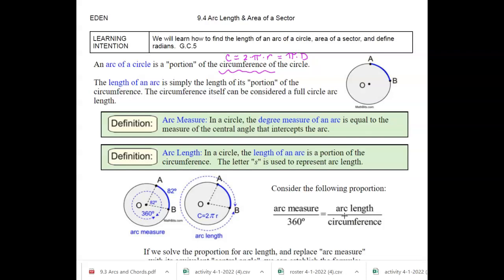There's two different ways we're going to talk about the measurement though. The first way is what you're used to. In a circle, the degree measure of an arc is equal to the measure of the central angle and the arc that intercepts that. We have a diagram here. You want to think of, if I take my arc measure out of my whole circle, 360, that's equal to my arc length over my circumference. So you kind of want to think of that.